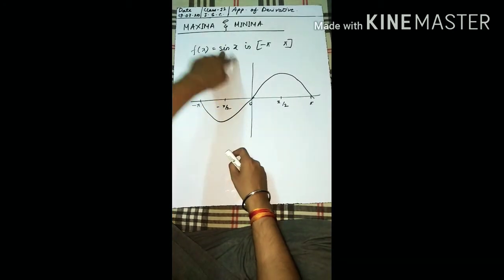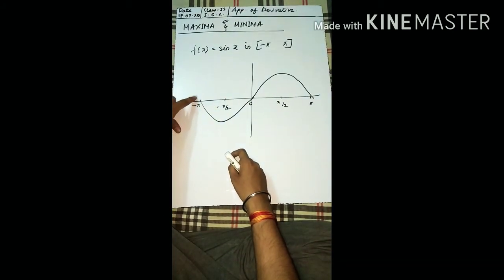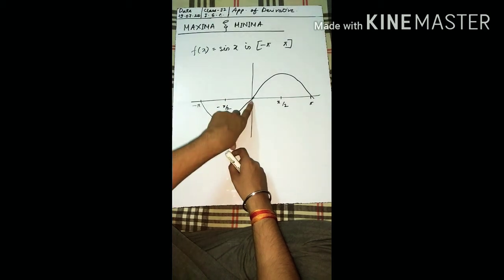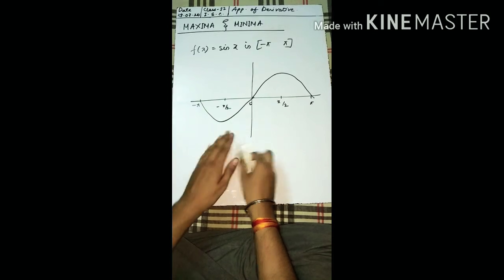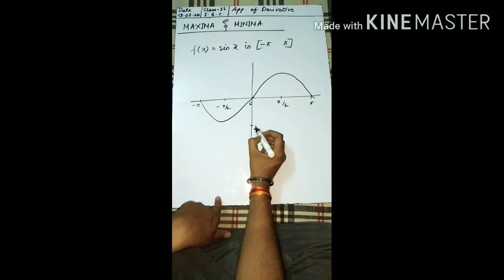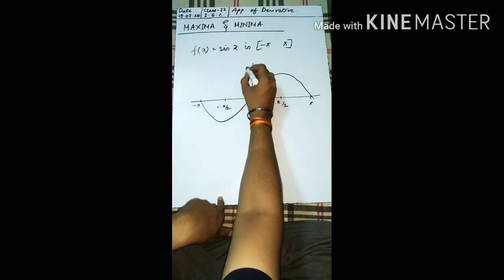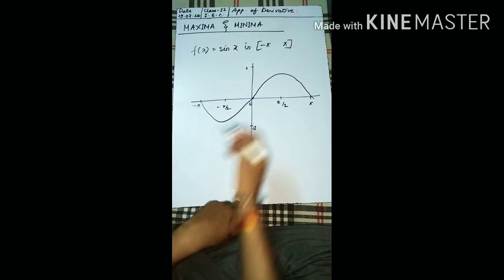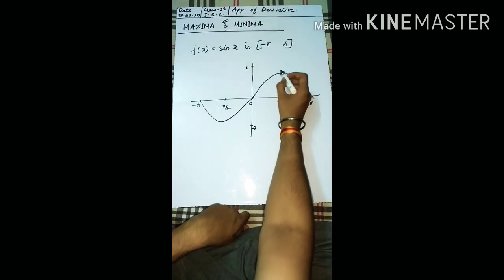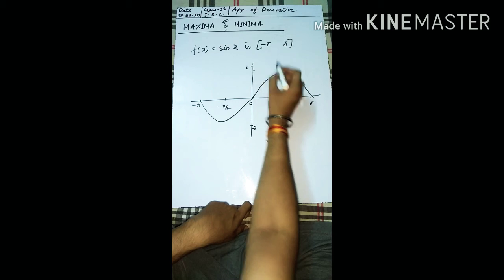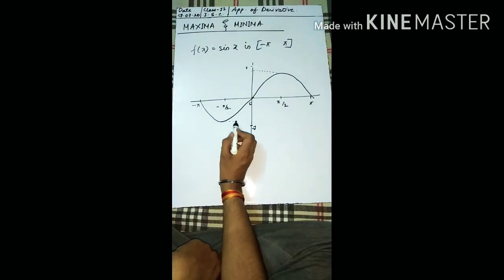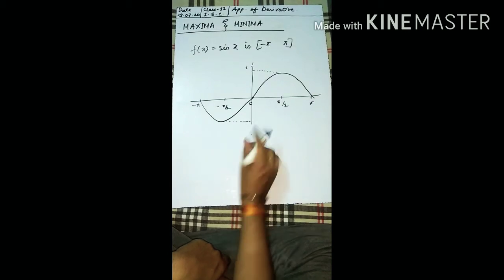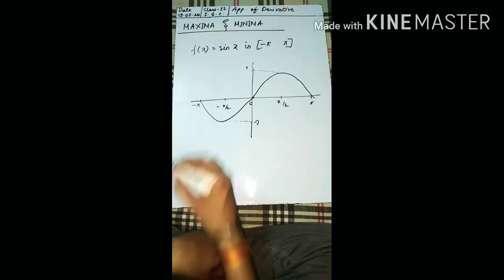How sin x, for minus pi what is the value, for minus pi by 2, for 0 degree, for pi by 2, and for pi, I have plotted and drawn. Here 1, minus 1, and here 1, because sine pi by 2 is what, 1, and sine minus pi by 2 is what, minus 1, so it is like this.